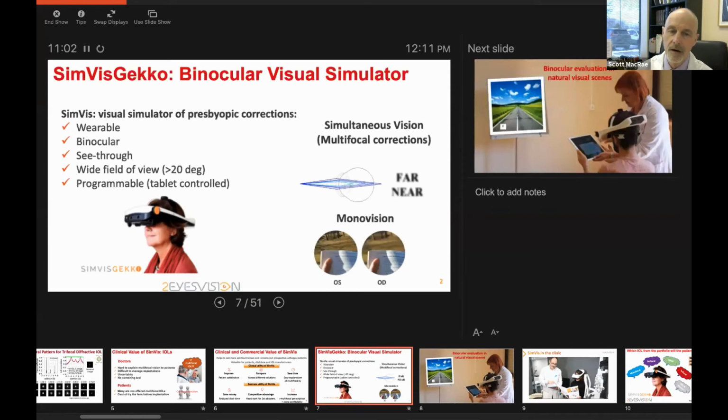It has a wide field of view over 20 degrees. It is programmable, and I'll show you the tablet that we use to do that in just a few minutes. It allows for simultaneous vision, so one can actually simulate a multifocal. You can actually simulate an extended depth of focus lens in one eye and a trifocal multifocal IOL in the other eye, so patients can actually compare in real time what it would look like with the different options. You can also simulate monovision as well.